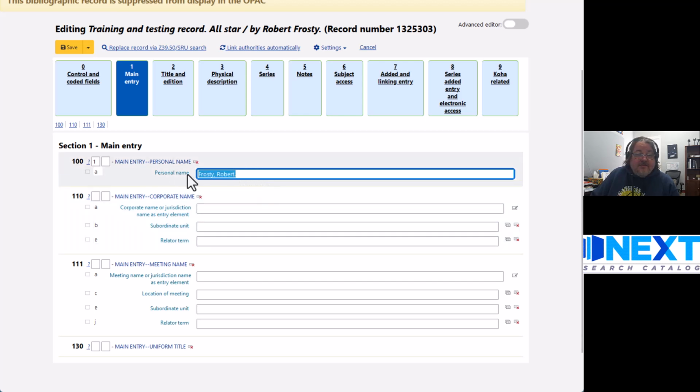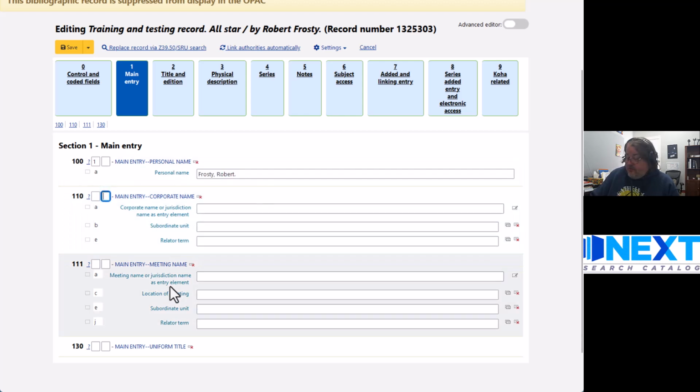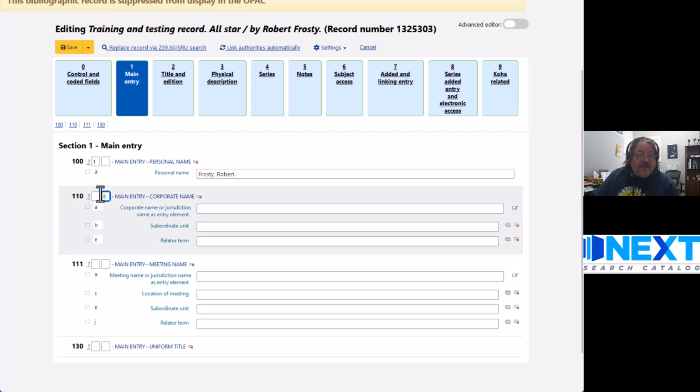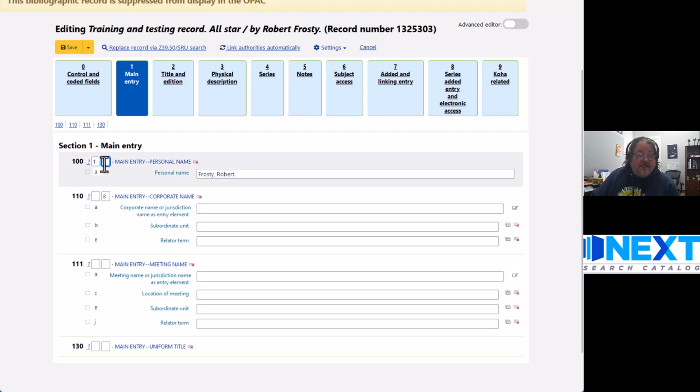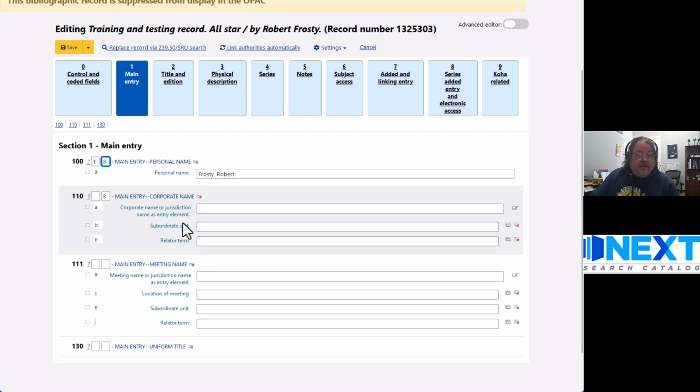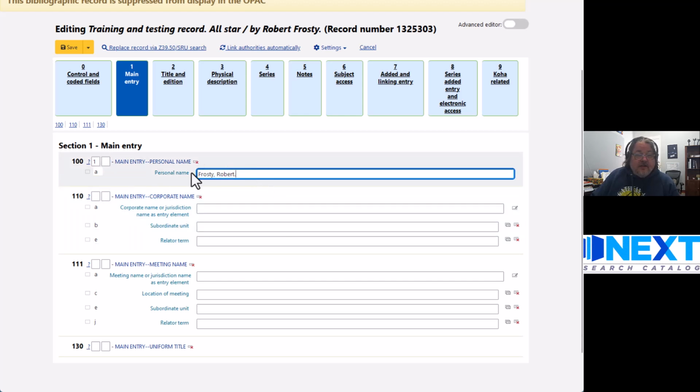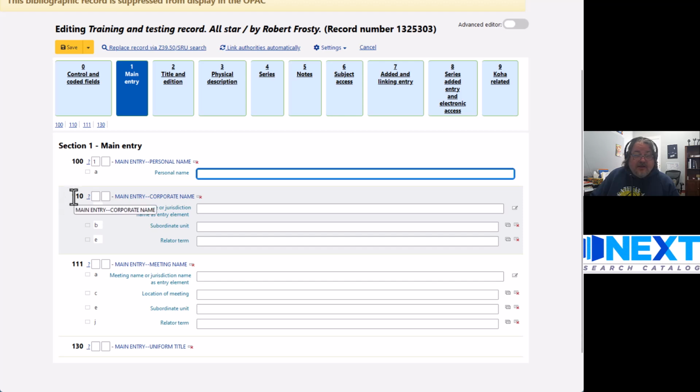So if you touch this field, if we put any digit in the second indicator, as soon as we go to the author field, all the second indicators go blank because they're supposed to be blank. As far as the first indicator, I'm not going to talk about the first indicator on the 110, 111, or 130. These are so uncommon in Next Search Catalog that we don't really have to worry about them.